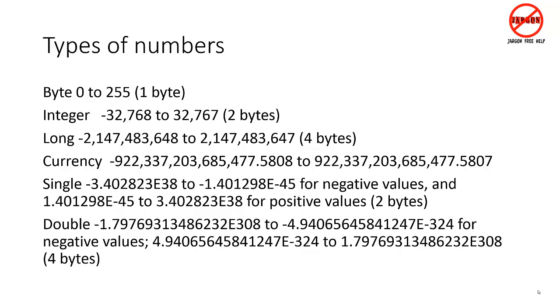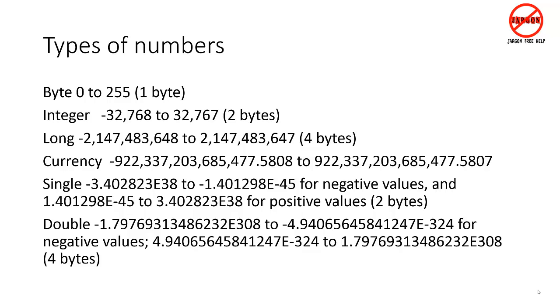You might just need a small whole number that is not negative, which would be a byte, and it takes up 1 byte of memory and can go anywhere from 0 to 255. You've got integers, which are whole numbers, and they take up 2 bytes, and you can see here it goes from minus 32,768 to 32,767. You have long, which is actually a long integer.